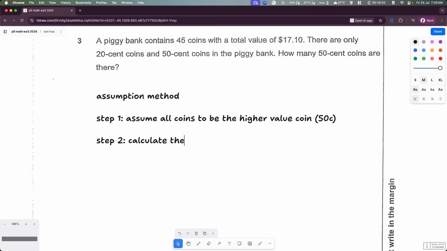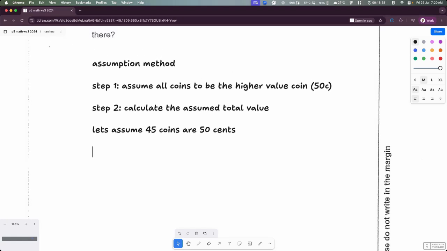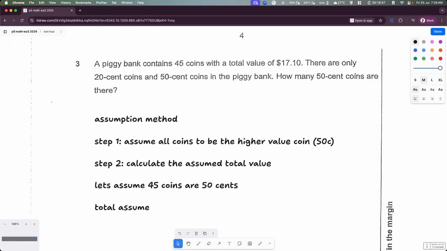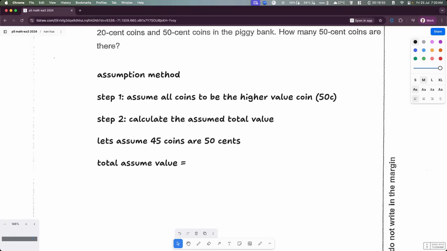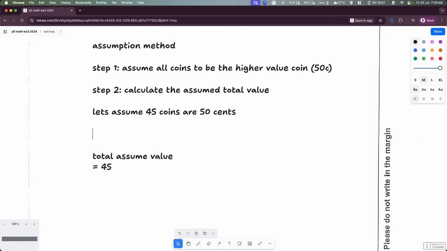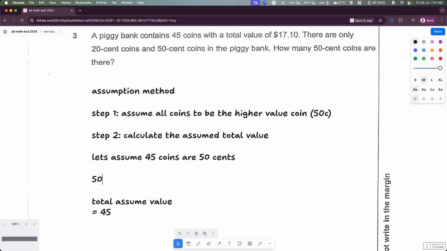Step 2, then calculate the total assumed value. So let's assume 45 coins are 50 cents. So total assumed value is equal to 45 times 50 cents, and 50 cents is equal to 0.50 dollars.